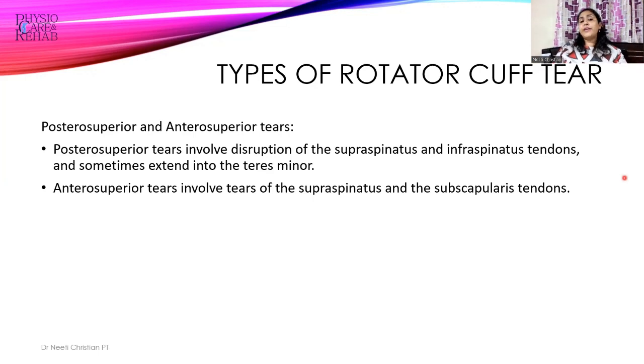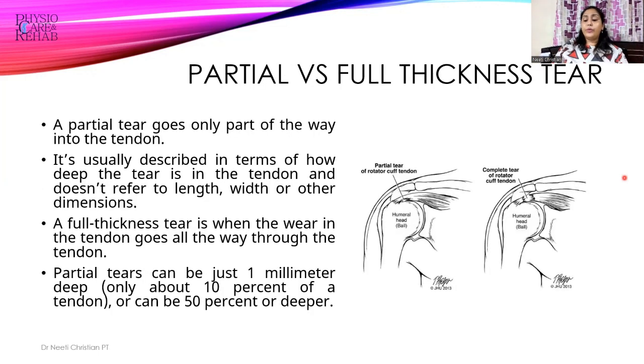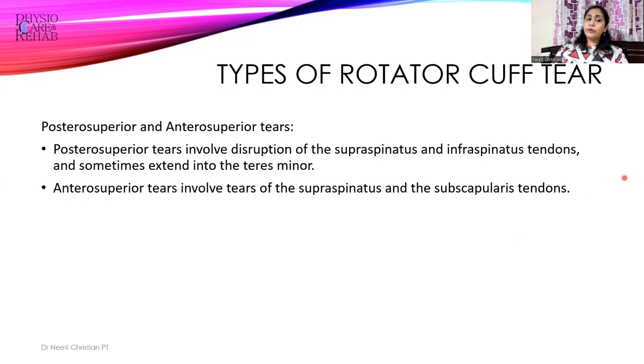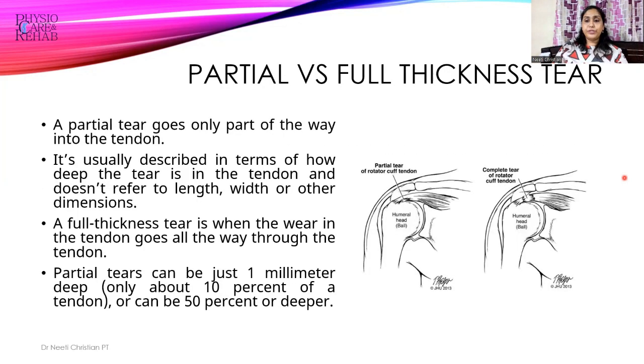So this type of tear is very important when you rehabilitate your patient. You will be able to give a very good protocol after the repair procedure. There is also another classification of rotator cuff tear, that is partial versus full thickness tear. So here you can see the partial one and the full.